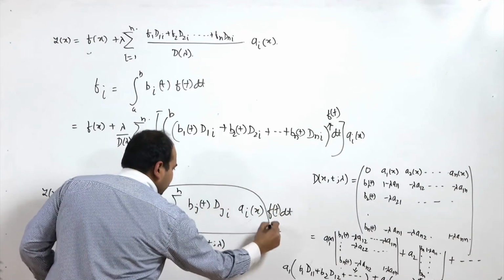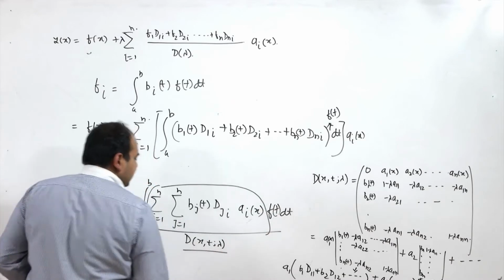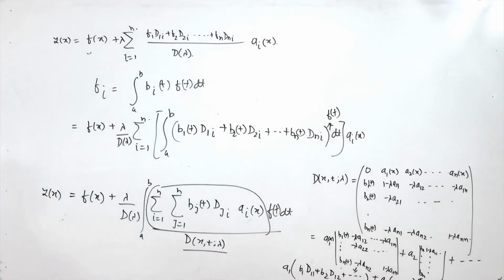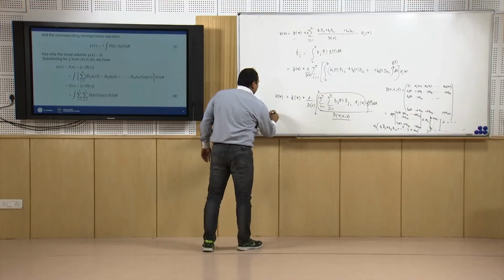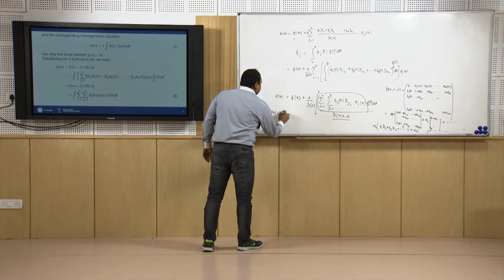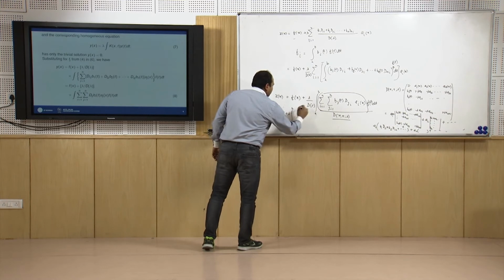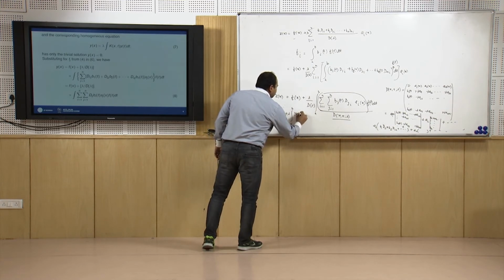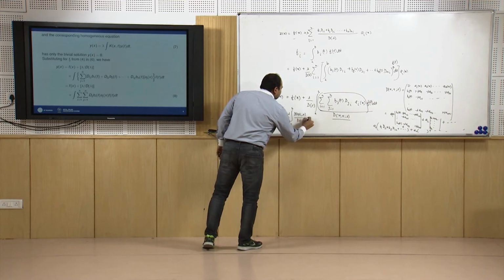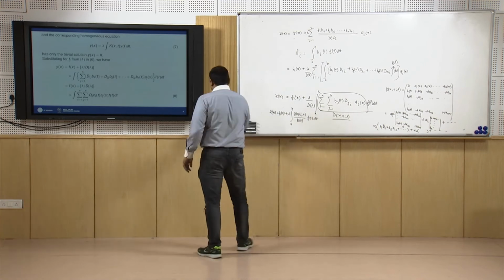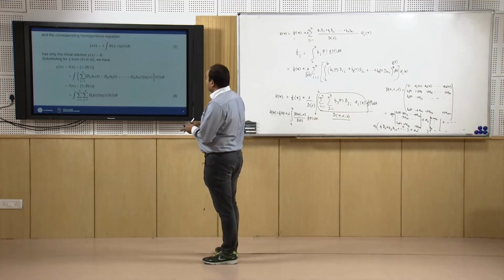So this expression you are getting is the determinant of dxt lambda. When we do this, the expression y of x can be written as f of x plus lambda integral from a to b of dxt lambda divided by d lambda, times f of t dt, right. So this we are summarizing in this matrix.